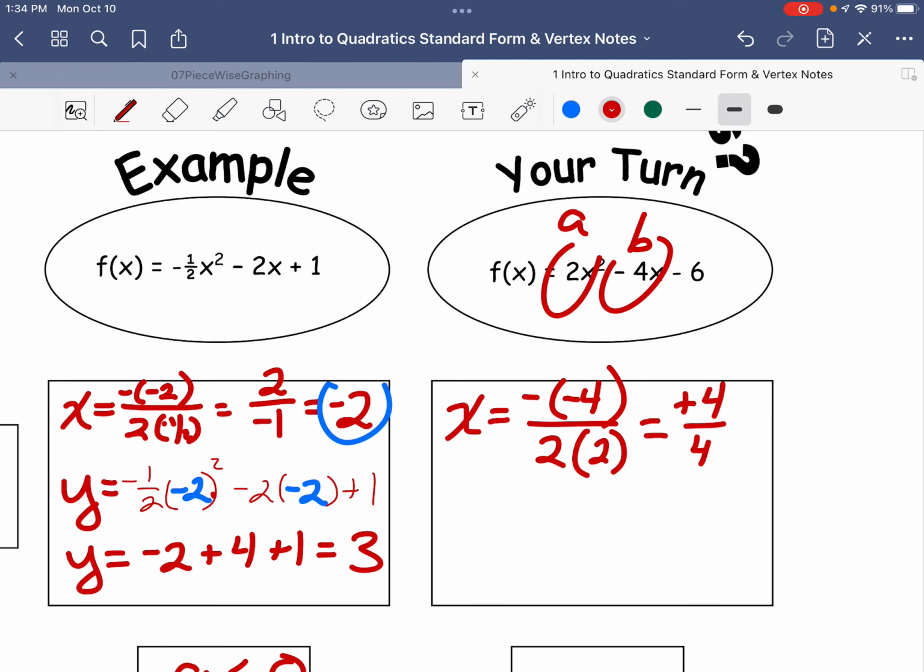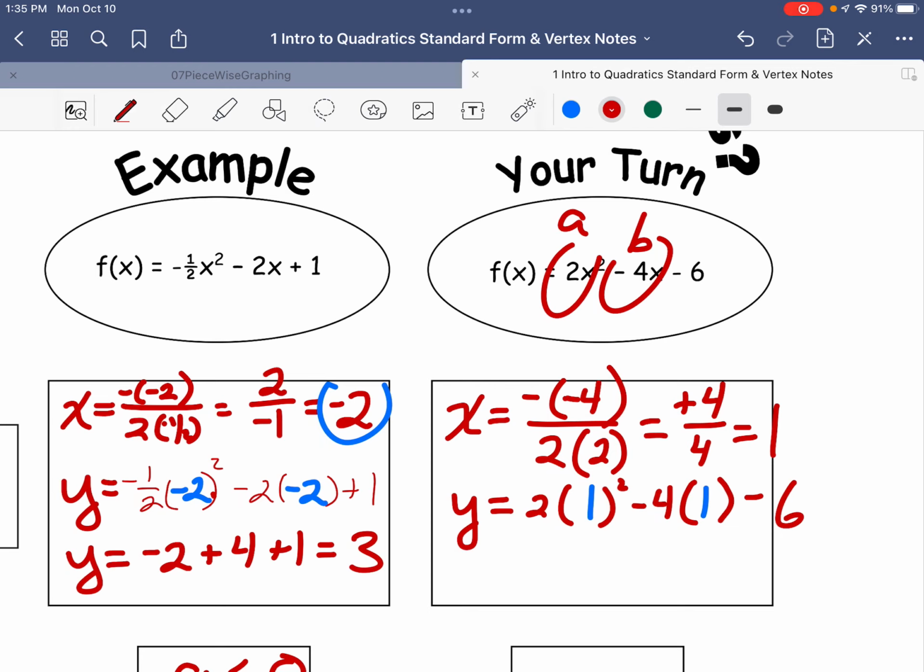You want to do the numerator. You want to do the denominator. And you end up with your x value. Then you plug that back in so you can get the y value. It's the only way that you can get a y value, again, by plugging into the equation. So we plug in the number 1.